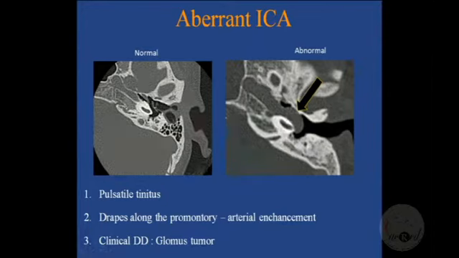The nearest differential for this is glomus tumor. So the clinicians see it as a pulsatile red thing across the tympanic membrane. That's what the clinical history would be. But you're looking for the anatomy, and you'll be able to give them a diagnosis.